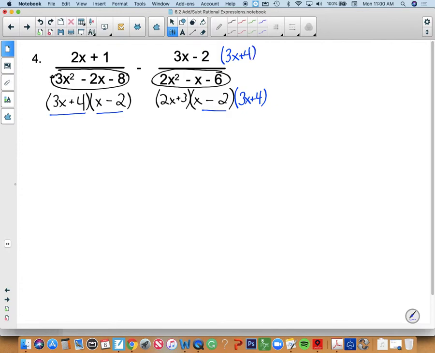We don't have one of those over there. So over here we've got a 2x plus 3, but we don't have one of those on the left here. So let's put one of those over here.